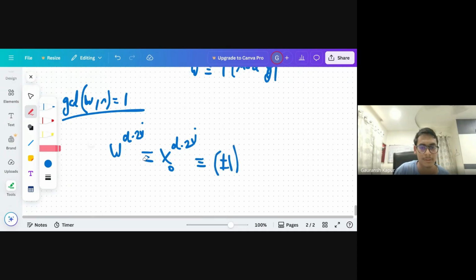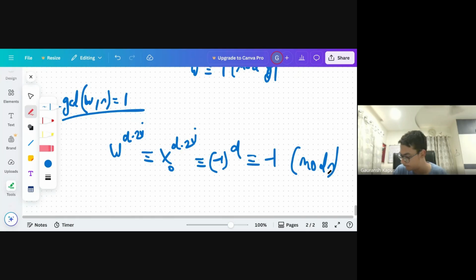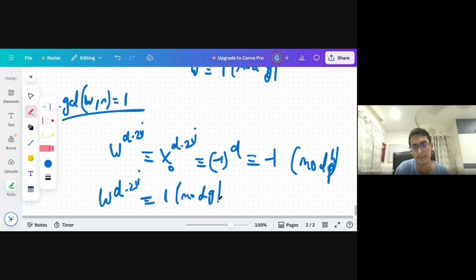No, no, minus 1. So it was minus 1 by our definition. So this is minus 1 power d, and since d is odd, this is minus 1 mod p power h. And also, W was 1 mod g. So W power d times 2 power j is congruent to 1 mod g.